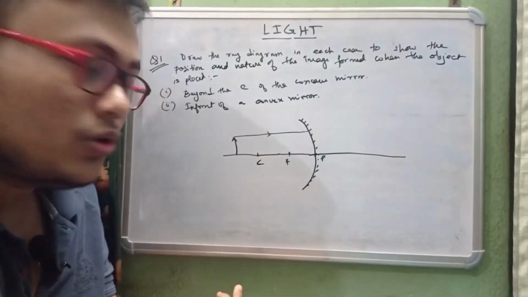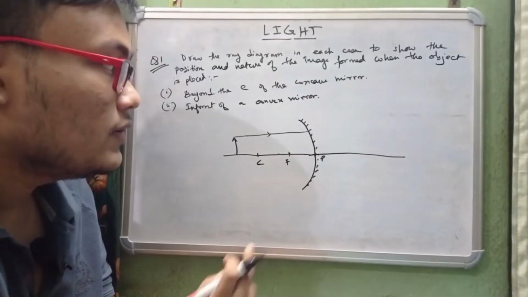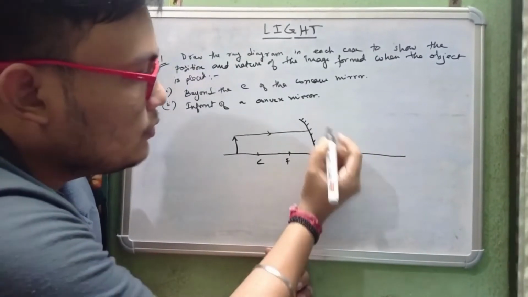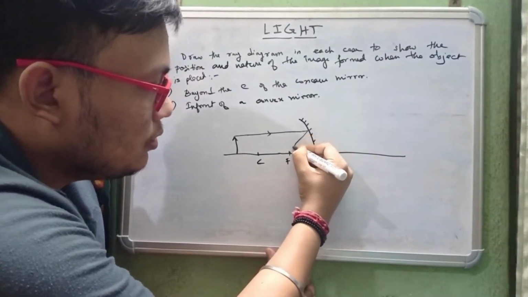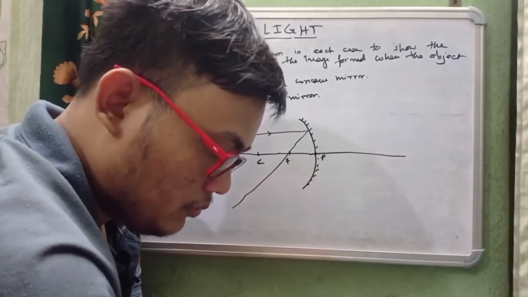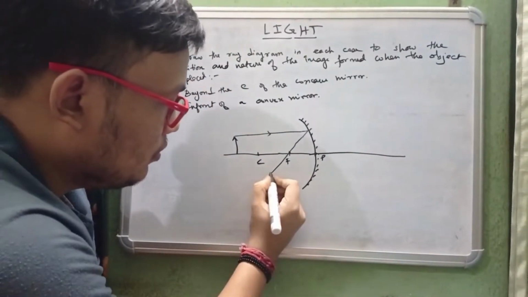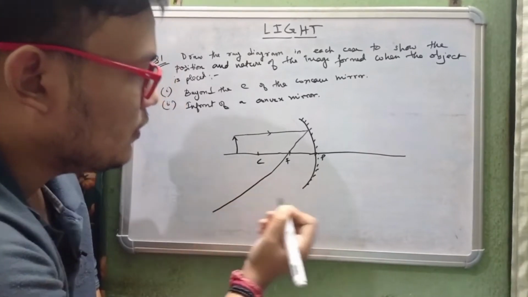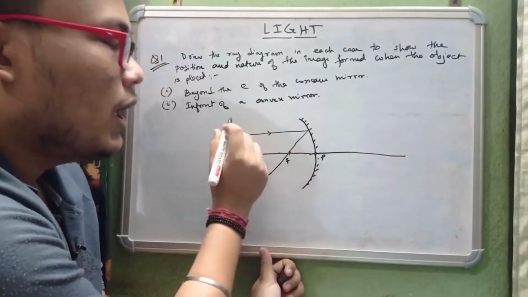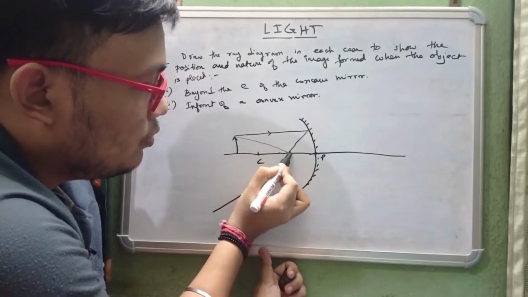According to the rules, if an incident ray is parallel to the principal axis and is incident on the concave mirror, after reflection it will pass through the focus, right? So the first ray will pass parallel to the principal axis, and the second incident ray will pass through the focus.